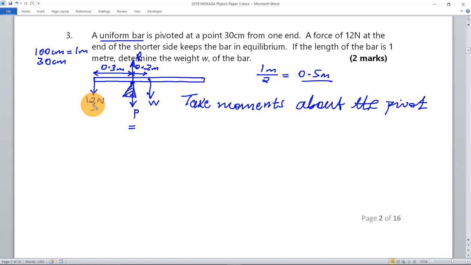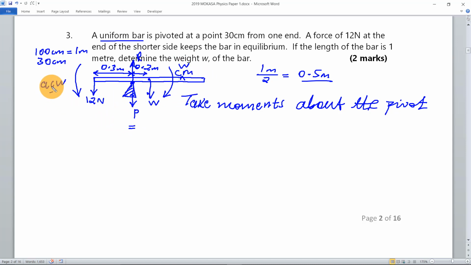Then, the 12 Newton force will of course tend to turn the system in the anti-clockwise direction, while the W will tend to turn the system in the clockwise direction. So this is anti-clockwise and this is clockwise. Of course, you will remember, using the idea that this system tends to turn in the direction in which the arm of the clock moves, and that is why it is called clockwise. There's supposed to be a W there.